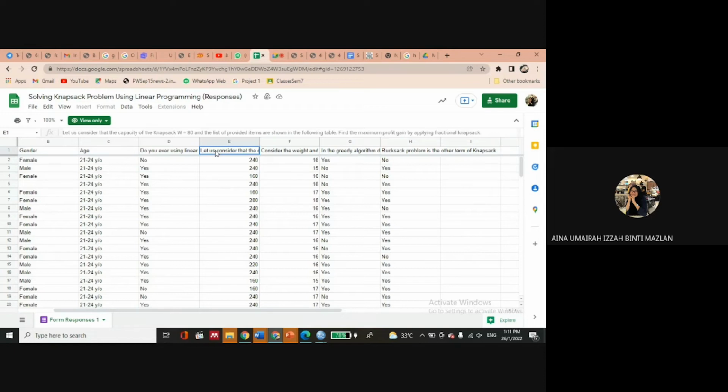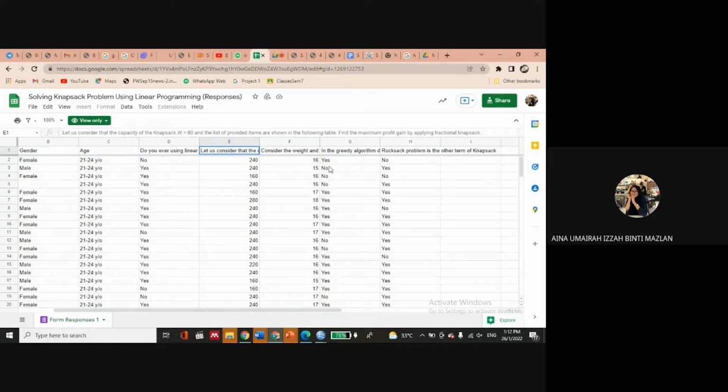The next question is the application of knapsack problems that requires proficiency in using linear programming. Let us consider that the capacity of the knapsack W is equal to 80 and the list of provided items is shown in the following table. Find the maximum profit gained by applying fractional knapsack. So basically, this question is about finding the maximum profit gained by applying fractional knapsack.